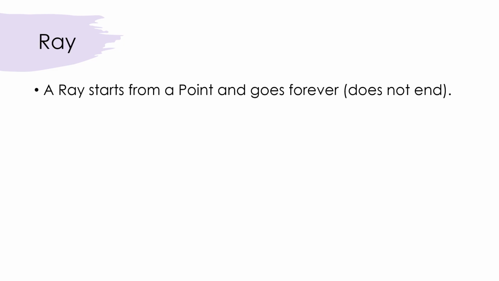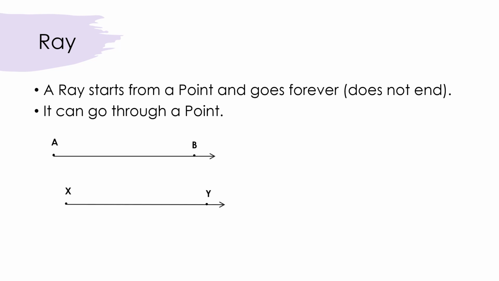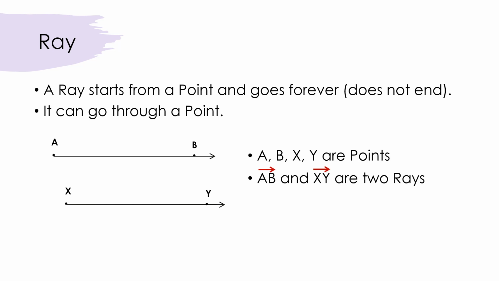Finally, we will look at ray. A ray starts from a point and goes forever. It does not end. It can go through a point as well. In this picture, we have got 2 points AB and XY. The line starts from A, goes through B and then goes on forever. So AB and XY are 2 rays.